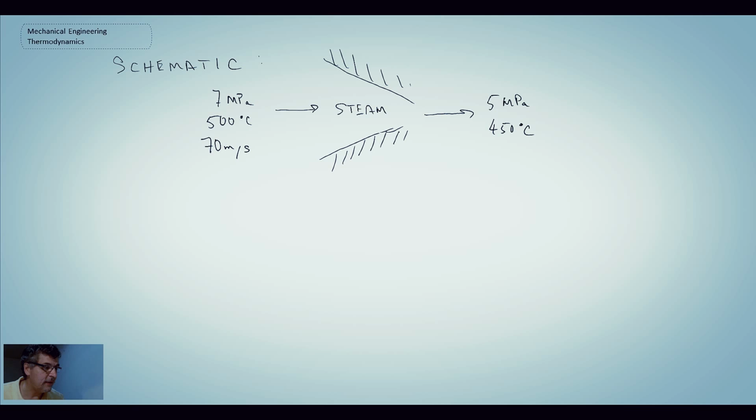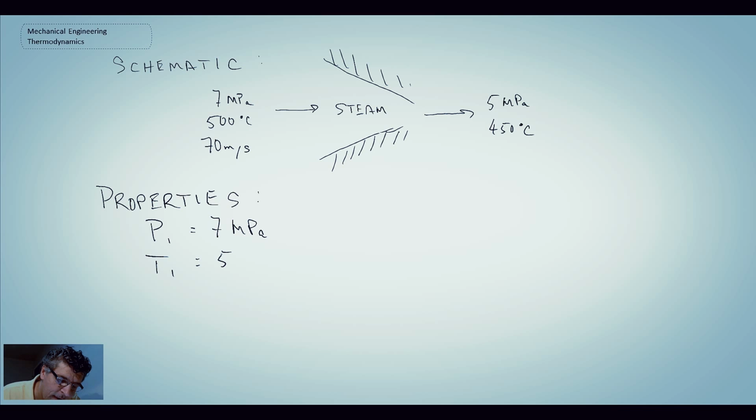Okay, so it's at this point that we're going to want to jump into the steam tables and pull out our property information. So I'll write out the properties. P1 is 7 MPa and T1 is 500 degrees C. So what you have to do is grab your steam tables and go into the back and take a look.